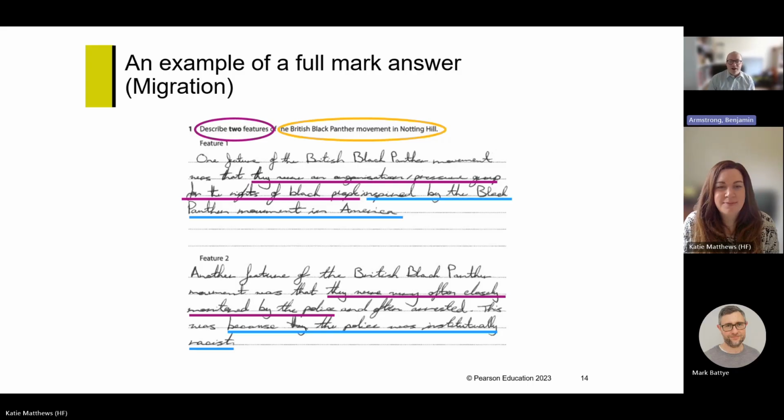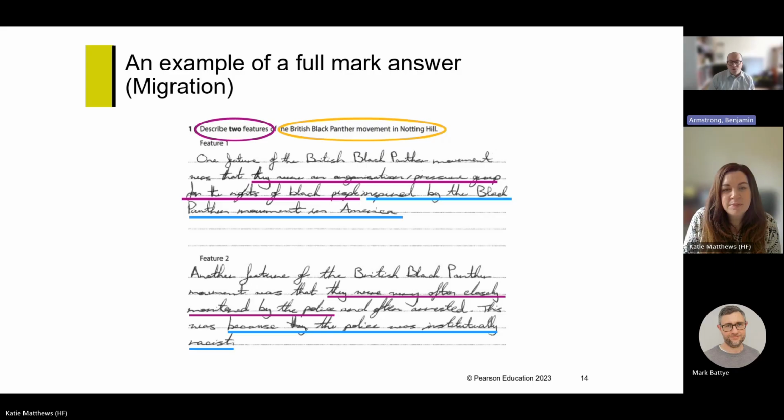Here's an example of a full mark answer. This one's taken from the migration thematic study. During this video, you're going to see some examples, and they might not be from the thematic study that you've been learning. But don't worry, they're simply here to show examples of what answers might look like, and you can apply the principles to whichever thematic study you've been doing. First of all, take a look at the question. It says describe 2 features of, and this question always starts that way. And then we've got the topic, the British Black Panther movement in Notting Hill.